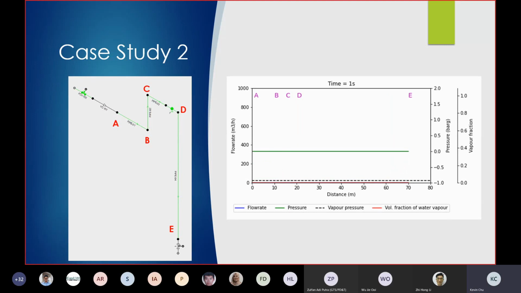To mitigate this, we added a vacuum breaker at point D. There's a vacuum breaker here at point D. This allows air to flow into the pipe to prevent the formation of the vacuum region. Similar to the previous case, the water will be filling up the overboard line. What is different here is once the water has filled up the whole overboard line, we will see what happens later.